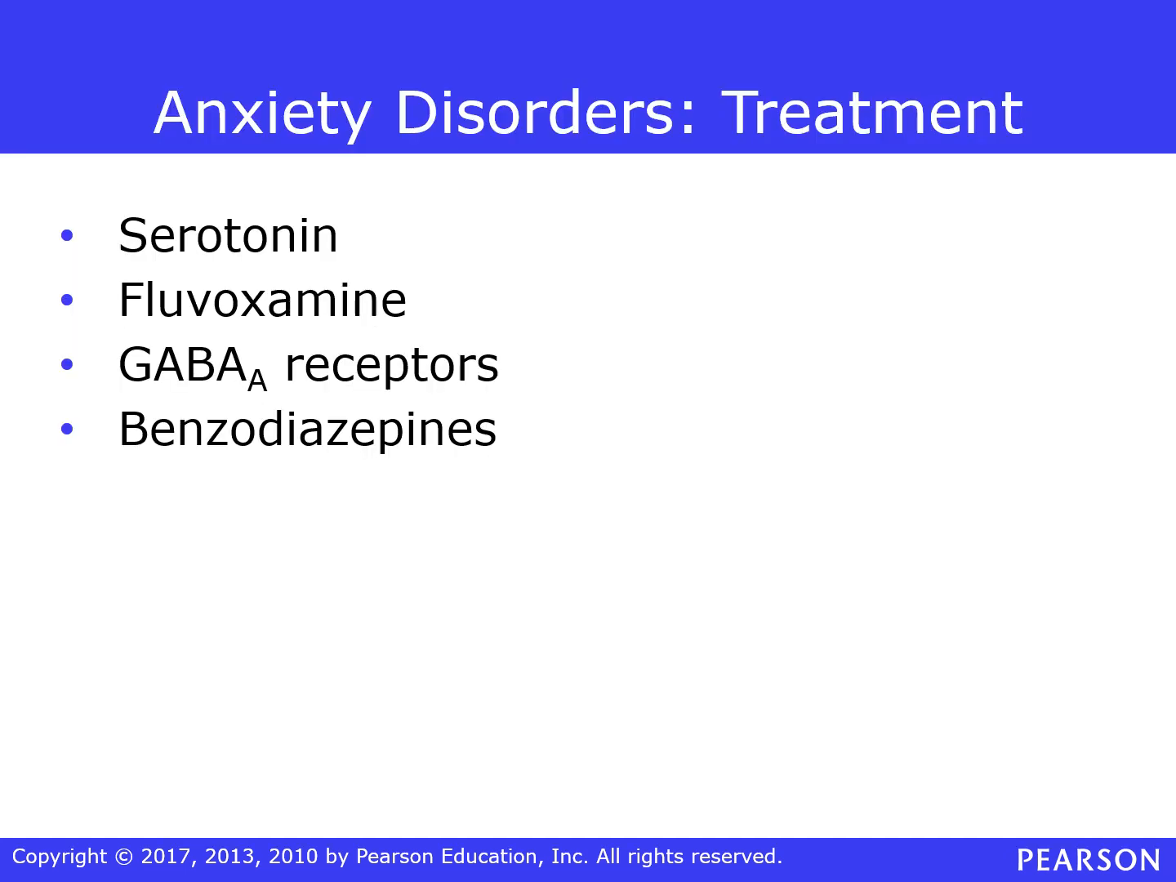Some treatments for anxiety disorder. In general, it seems as though SSRIs are quite a popular treatment for anxiety disorders because it is generally believed that the serotonin system is what is being affected when we're looking at anxiety disorders. So SSRIs, such as fluvoxamine, may be given to somebody with an anxiety disorder.